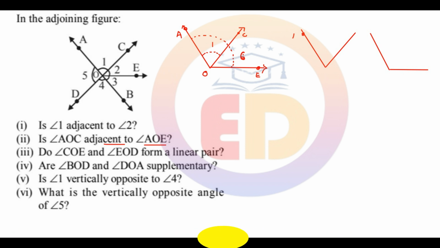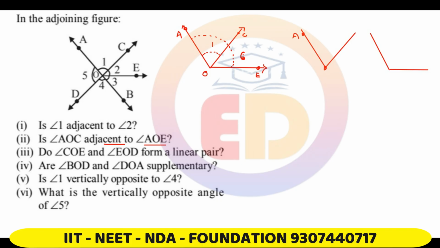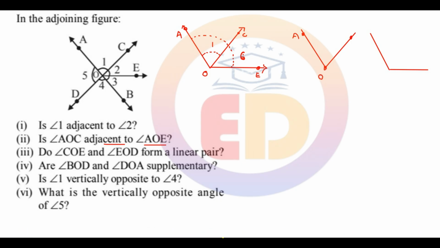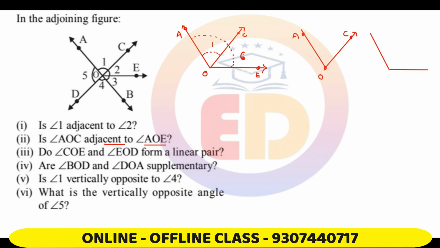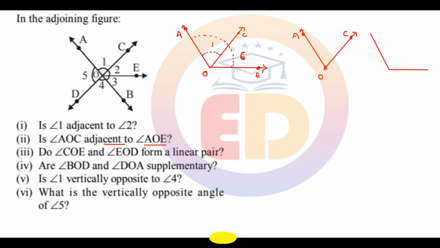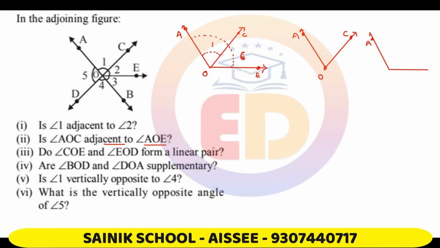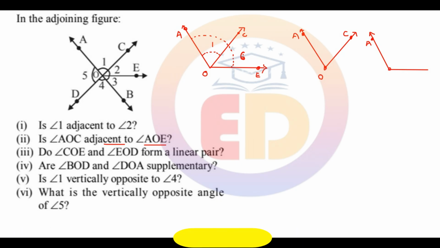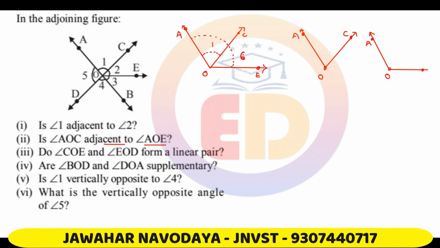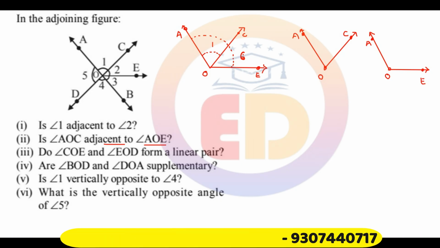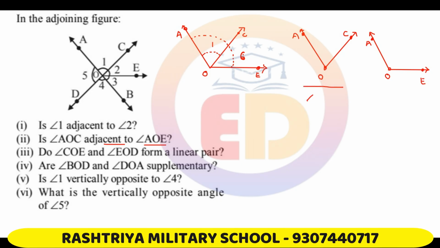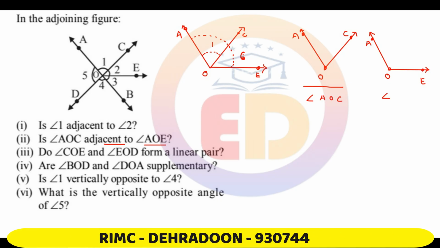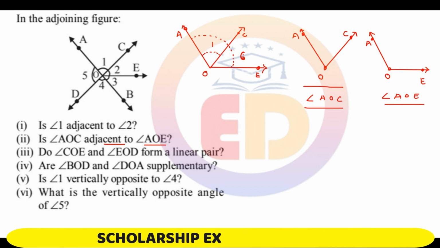Here further let us draw them for a better understanding. This is O, this is C. Here this is A, this is O, and this is E. Now when I separate the angle AOC and angle AOE, we can clearly see that they are not adjacent angles. Now why are they not adjacent angles?